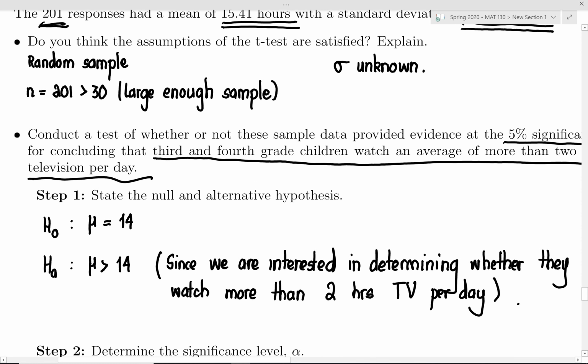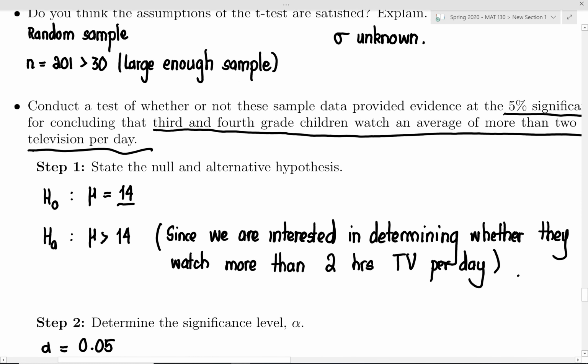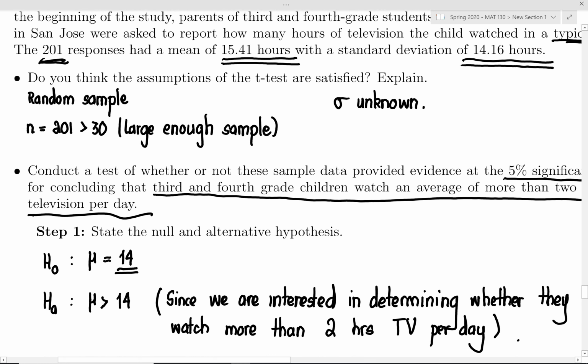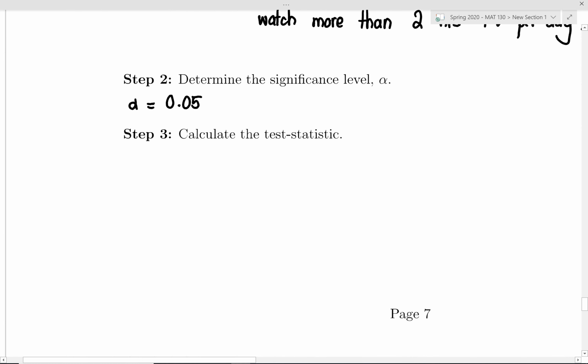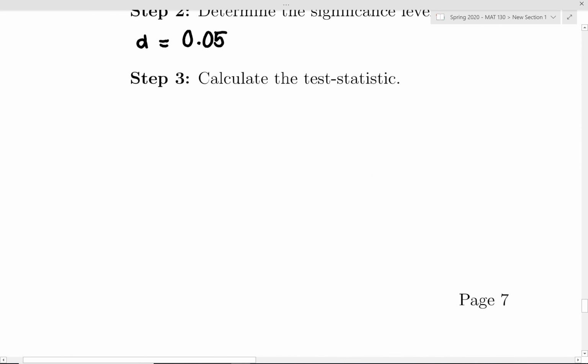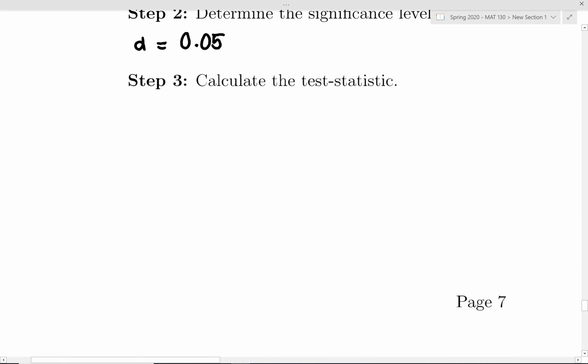If we go back here, we know what our mu naught is. Our mu naught is 14. We know our sample mean is 15.41, and we know the sample standard deviation is 14.16. Since we know the sample standard deviation and we don't know the population standard deviation, we're going to be using a t-test here.